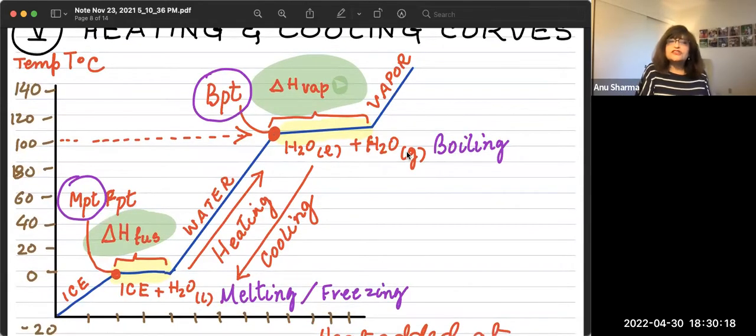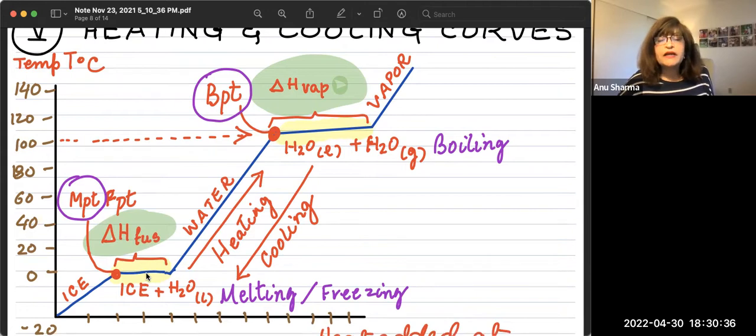Now, the kind of questions that can be asked on the exam are like, identify the boiling point, identify the melting point, how much is the heat of vaporization, how much is the heat of fusion. So pay attention to one thing. This plateau is small, but this plateau is very big. Okay, why?